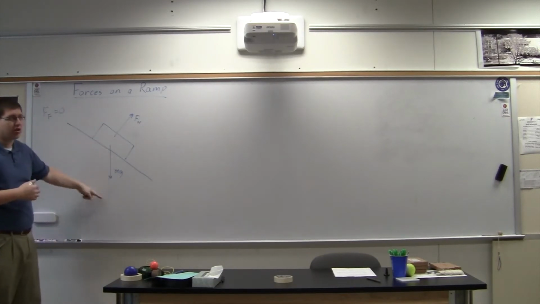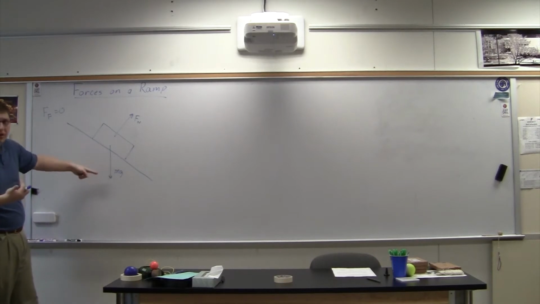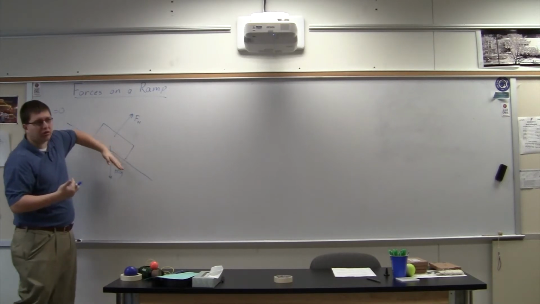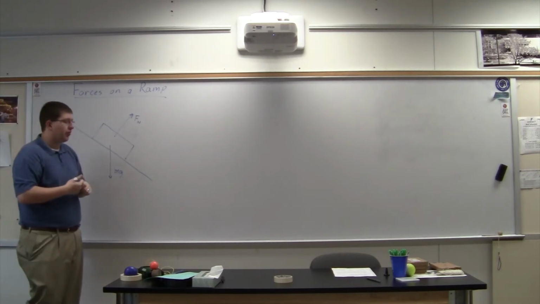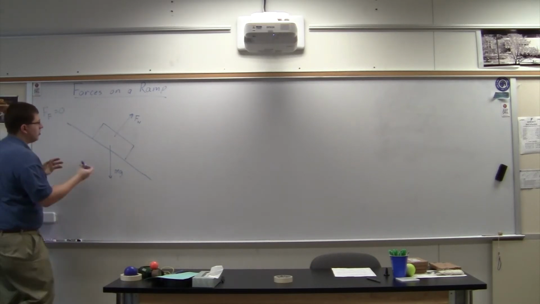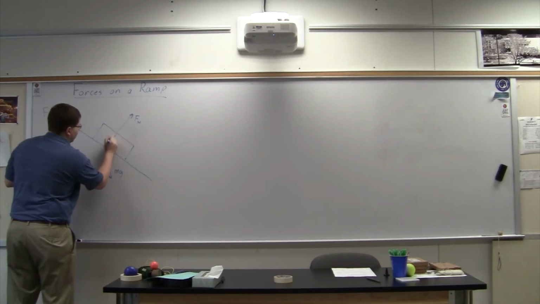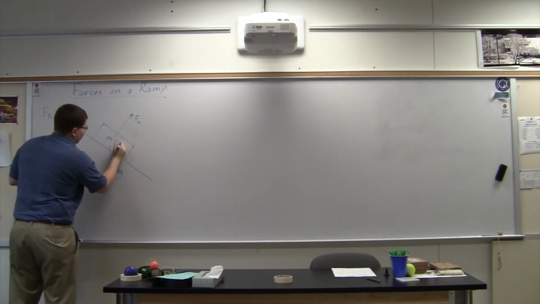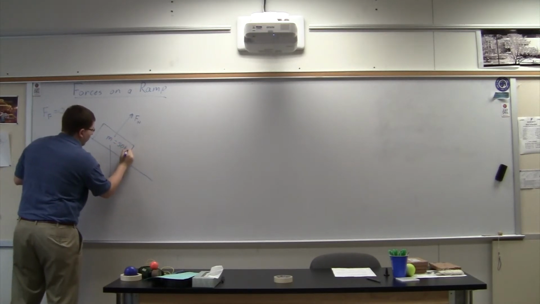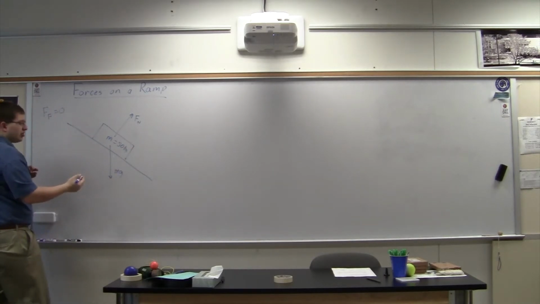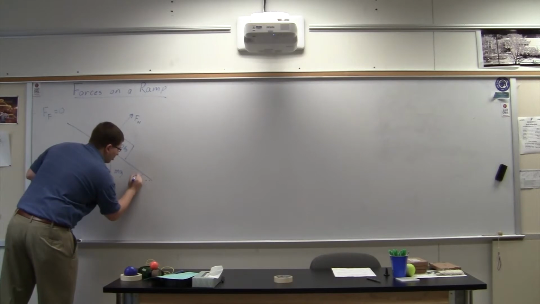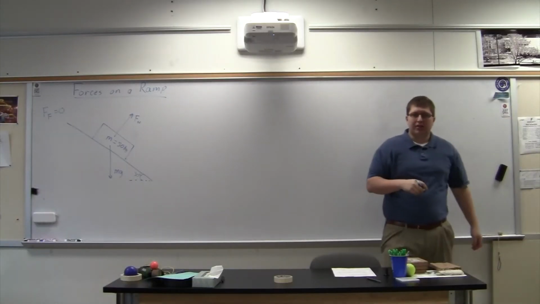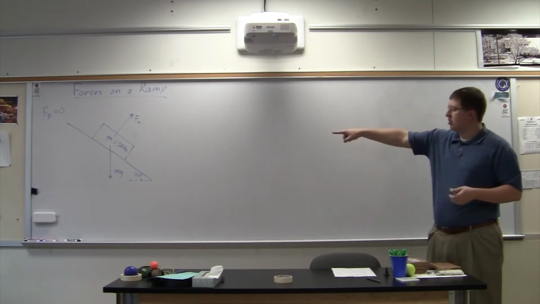So again, weight goes straight down because gravity always goes straight down. We can't change gravity just by putting a box on a ramp. Normal force does go up at an angle. We did change the normal force. And let's put a couple of values in here. Let's just say the mass of the box is 50 kilograms. And let's just say that the angle of the ramp is 30 degrees.